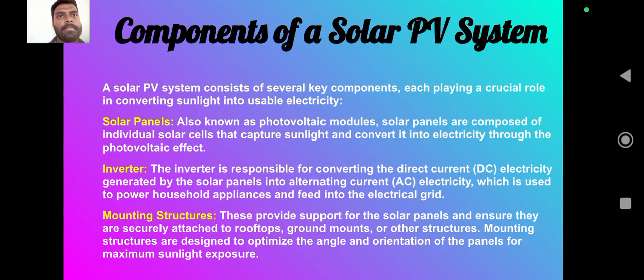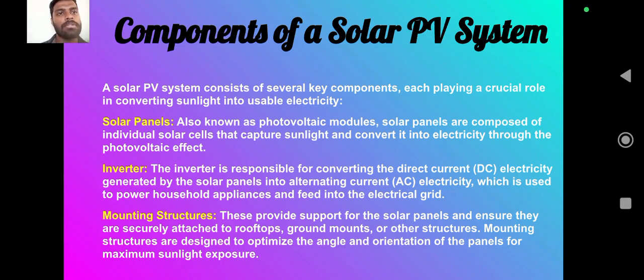Okay, and components of a solar PV system. The first one is solar panels, also known as photovoltaic modules. Solar panels are composed of individual solar cells that capture sunlight and convert it to electricity through the photovoltaic effect. As I told you in the previous slides, the solar panels are made up of silicon and they produce electricity through the photovoltaic effect. That's what is given here.